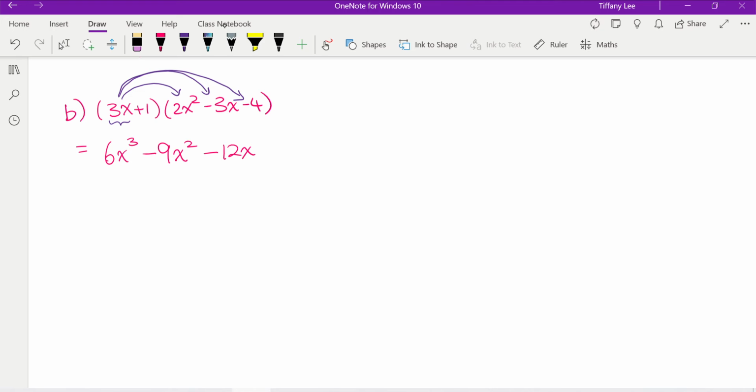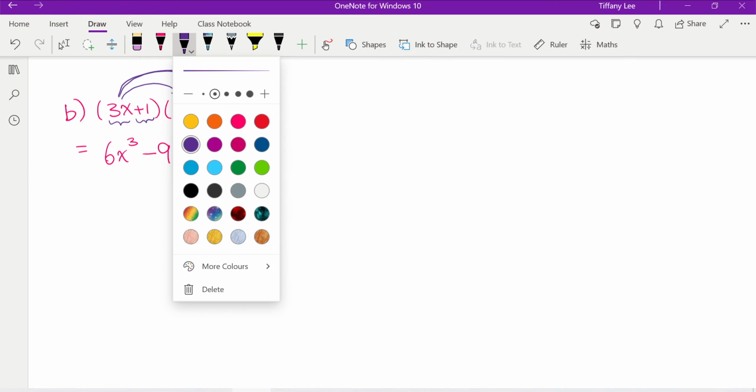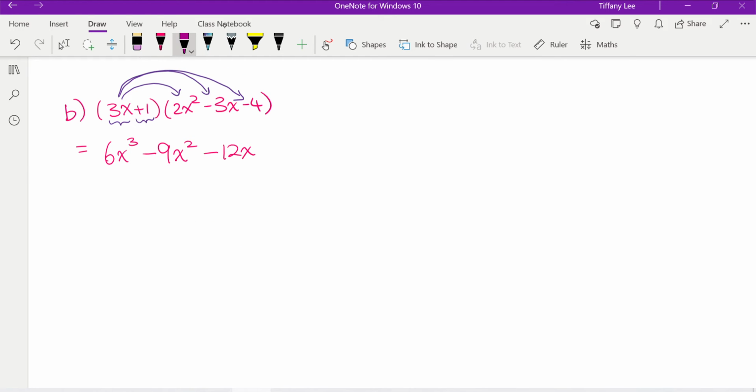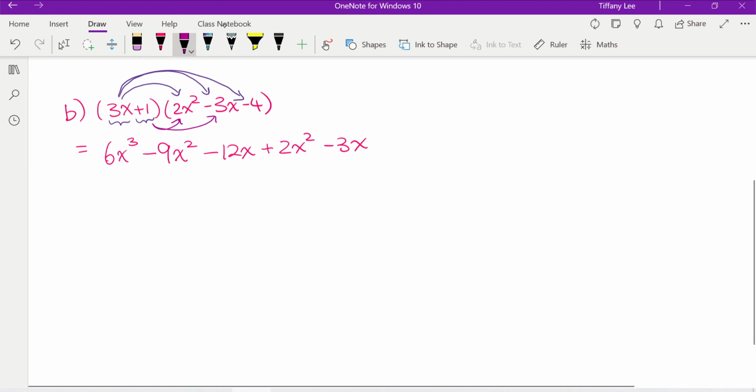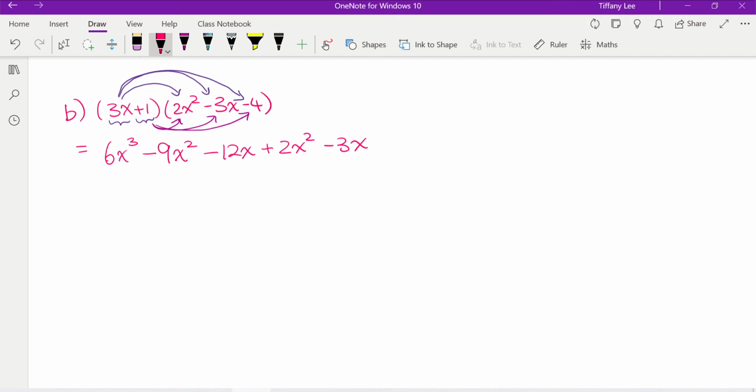Let's take a look at our second term in our first factor, which is positive 1. We're going to do the same thing, apply the distributive property and multiply it in. So we have positive 1 times 2x squared. That's going to be positive 2x squared. Positive 1 times negative 3x, that's negative 3x. Then we have positive 1 times negative 4, and that's negative 4.